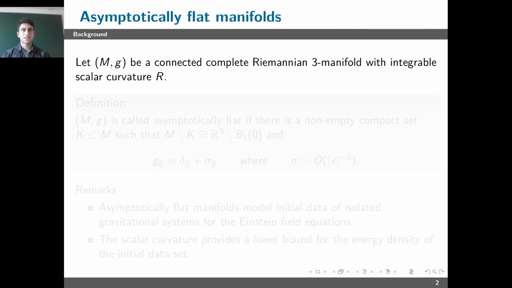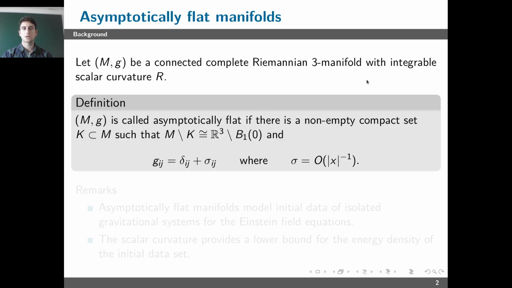To make sure that we're all on the same page, I would like to start with a bit of background, and the first thing I'm going to talk about are so-called asymptotically flat manifolds. So we're going to consider a connected complete Riemannian 3-manifold (M, g) that has integrable scalar curvature R, and then we're going to say that such a manifold is asymptotically flat if outside of a compact set it looks very much like Euclidean space. So more precisely, we're going to require that there is a non-empty compact set K such that the complement of this compact set K is diffeomorphic to R^3 minus a ball, and such that in a so-called asymptotically flat chart, we can write the metric g as the sum of the Euclidean metric plus some perturbation sigma, where sigma decays like |x|^-1.